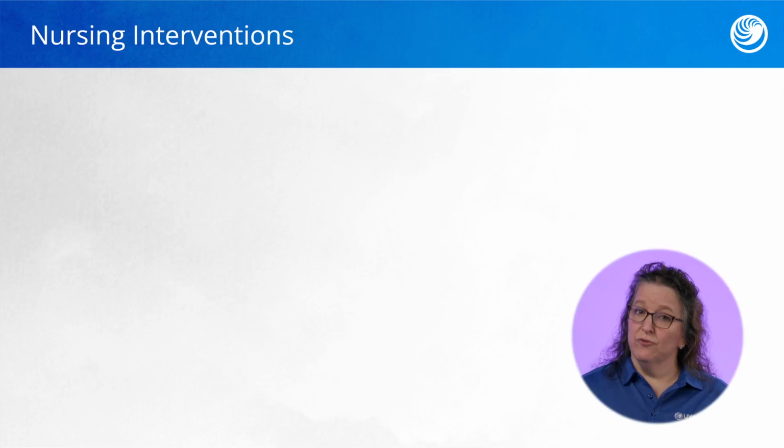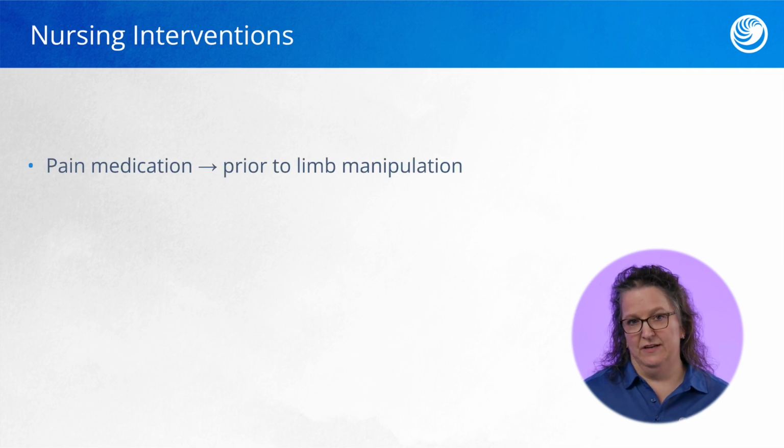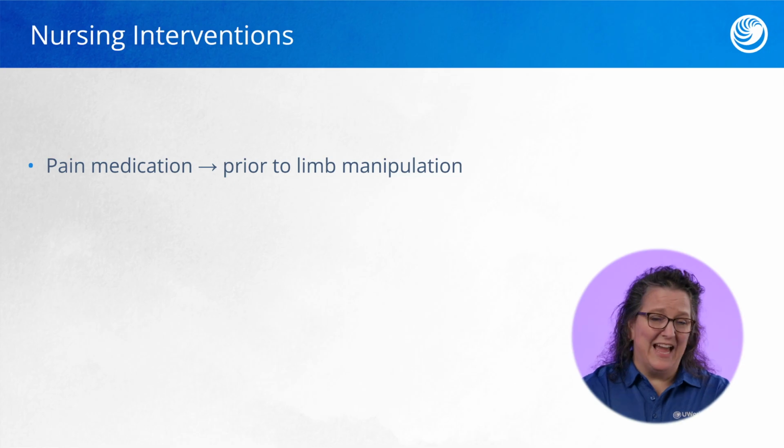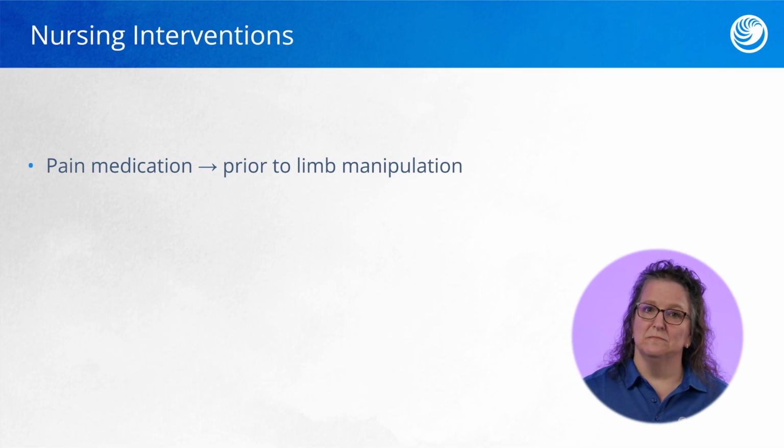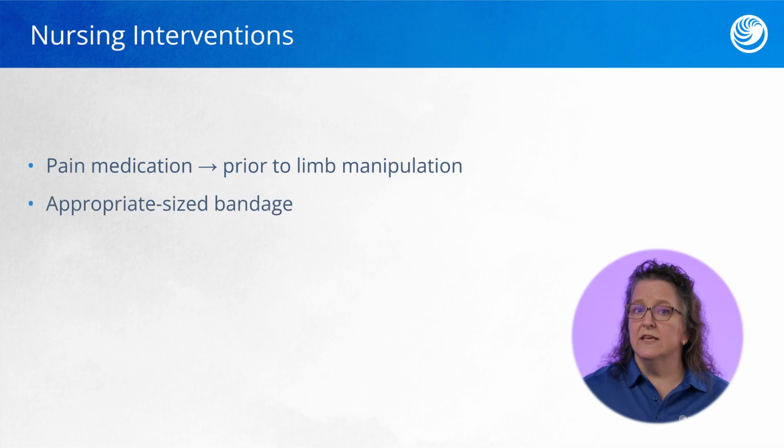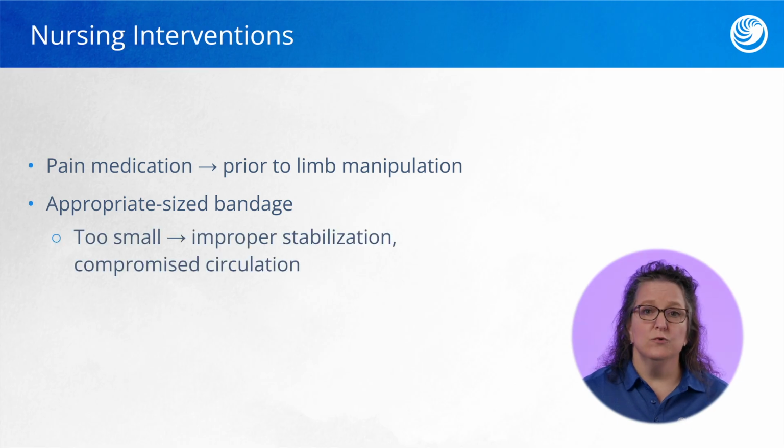Nursing interventions for when we are applying a bandage for a client include pain medication. By us manipulating that extremity or that affected area, we could cause pain. So we might want to anticipate that and make sure that the client is comfortable. We want to make sure we're using the appropriate sized bandage. Too small may not provide enough stabilization or cover the area that we're bandaging. And it could also interfere with circulation if it's too tight.